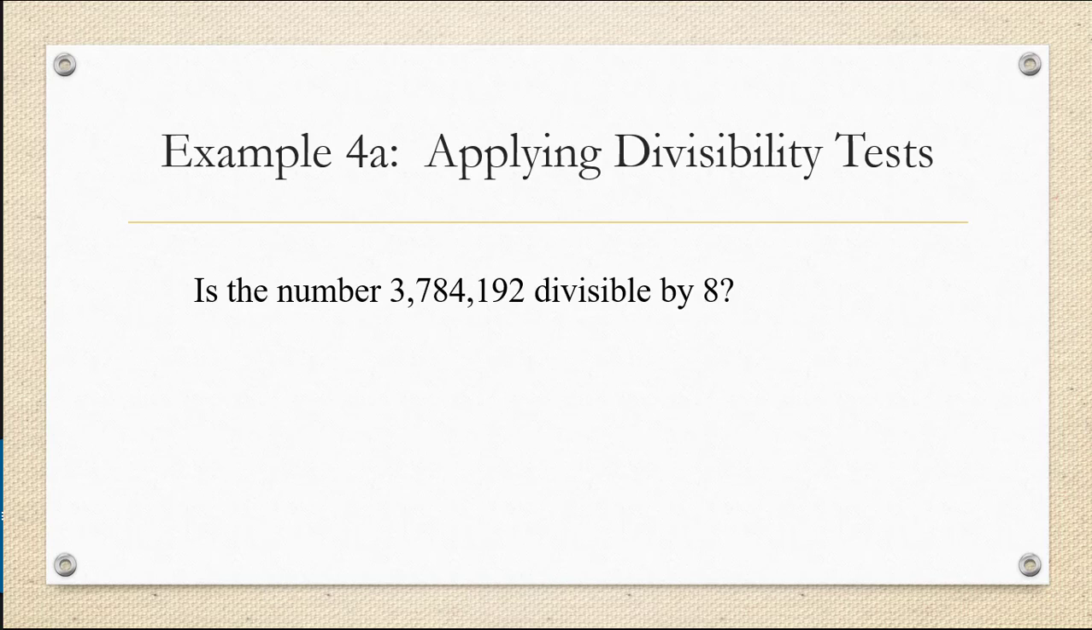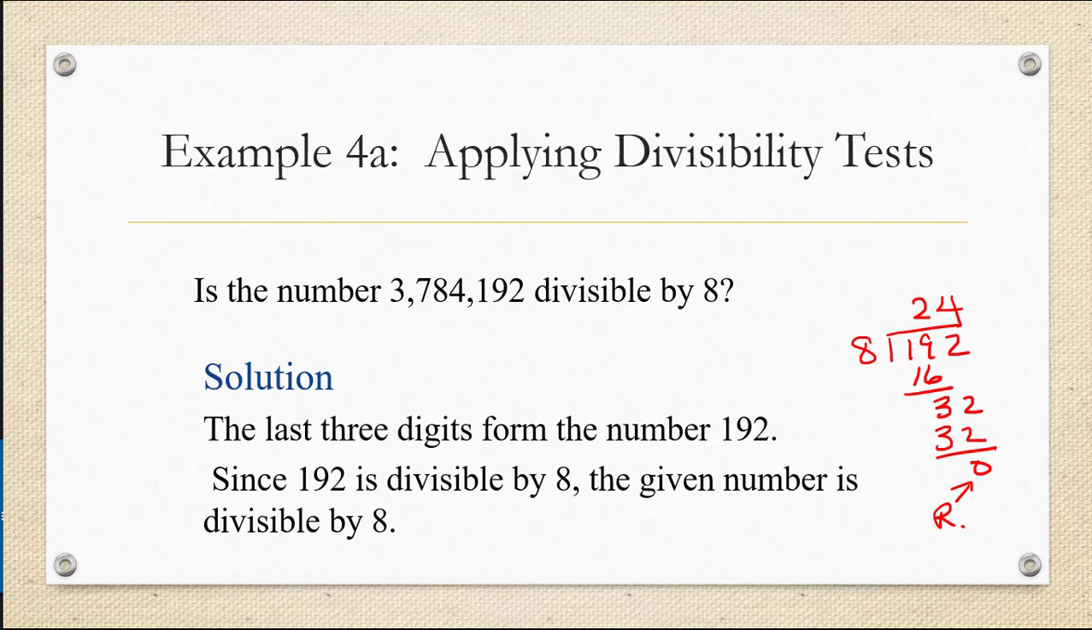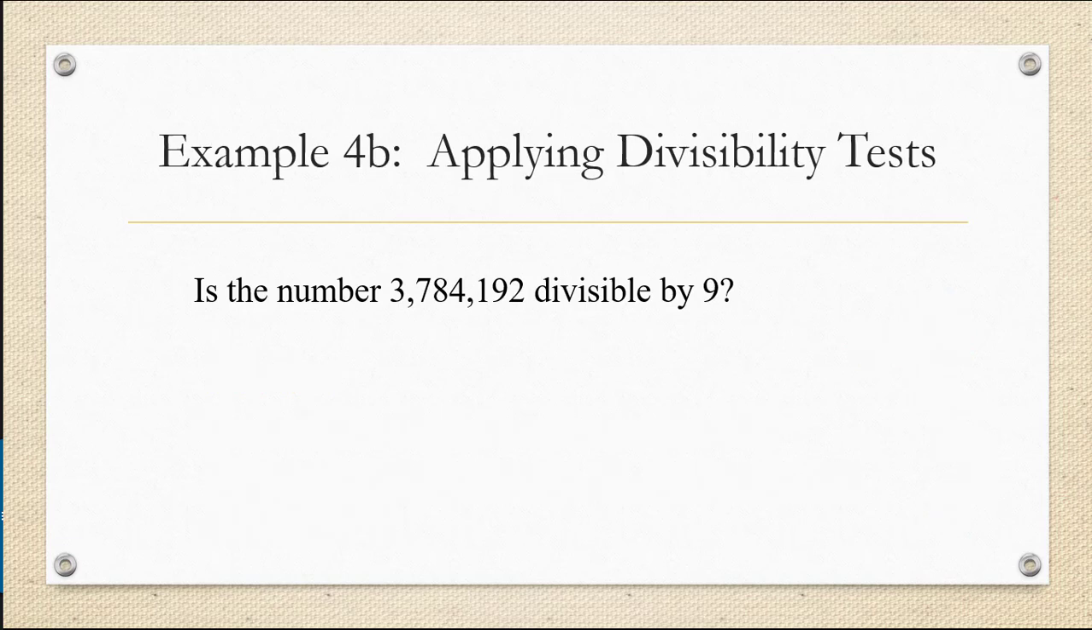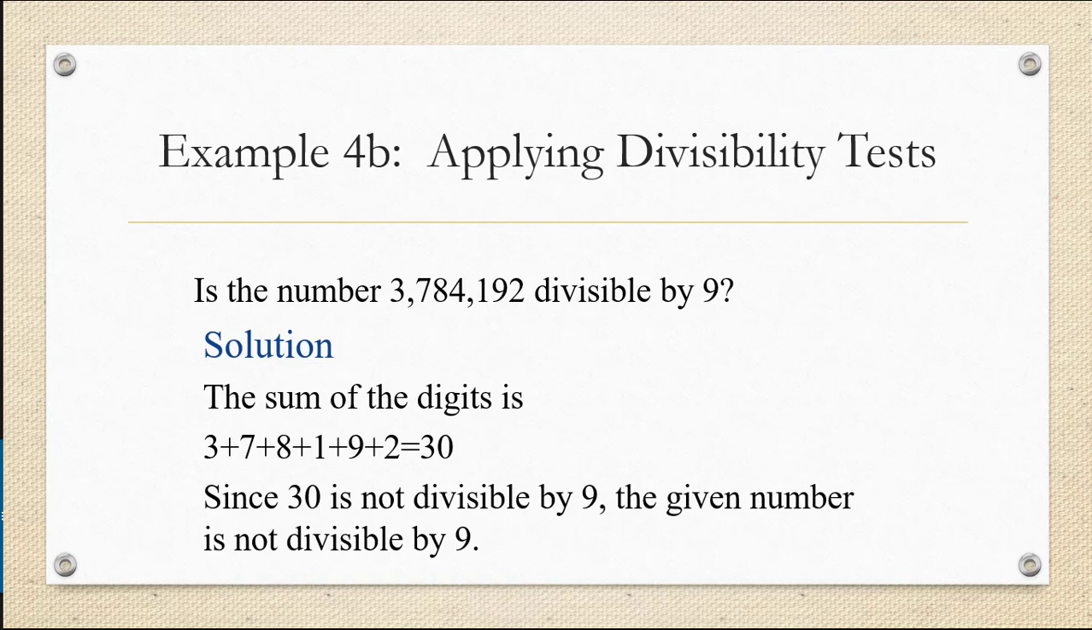So let's check. Is the number 3,784,192 divisible by 8? The last 3 digits form the number 192. We need to check if 192 is divisible by 8. Since 8 goes into 192 24 times with a remainder of 0, 192 is divisible by 8, and the given number is also divisible by 8. Is this number divisible by 9? To determine that, we need to analyze the sum of the digits. The sum of the digits is 30, which is not divisible by 9. So this number is not divisible by 9.